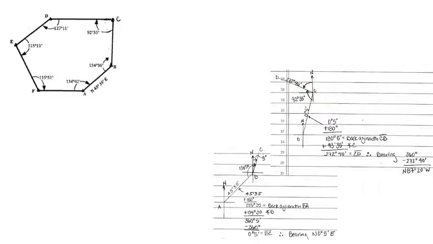So again, I'm going to repeat the pattern. I have an azimuth, I get a back azimuth, I add an angle to get a new azimuth. So now we know that this azimuth from C to D is 272 degrees and 40 minutes. The purpose of all of this is we're going to be using azimuths to figure out coordinates for each of our points in a future lecture.